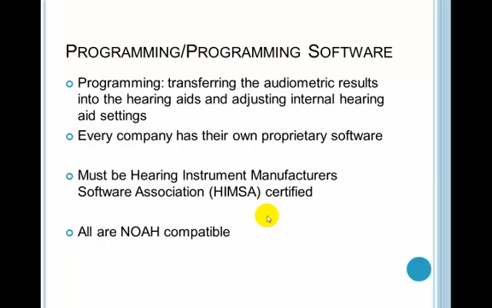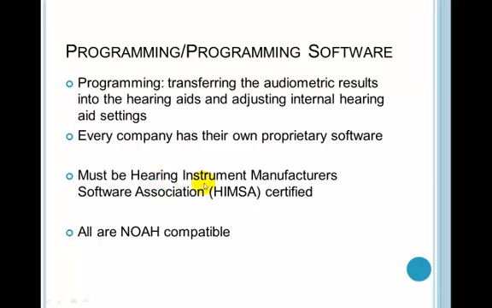The next thing I need to touch on is programming and programming software, right? We need to be able to make adjustments or manipulate the chip in the hearing aid. So programming is transferring the audiometric results, so our test results, into the hearing aids and then adjusting the internal hearing aid settings. There's lots of different hearing aid companies. I think I mentioned though, the bigger ones have bought up many of the smaller ones. There's not near as many as there used to be, but every hearing aid company has its own proprietary software. So audiologists are constantly needing to be up on the different companies' software.